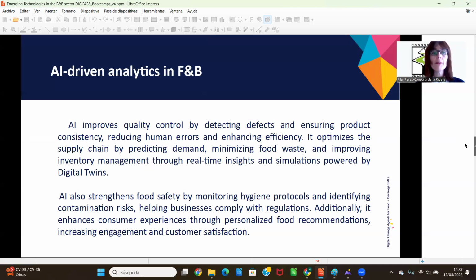AI can also help design products tailored to consumer trends. For example, generating a new recipe based on customer surveys or current preferences of society. Additionally, AI supports hygiene protocol monitoring and contamination risk management while offering personalized food recommendations to consumers, therefore increasing engagement and customer satisfaction.